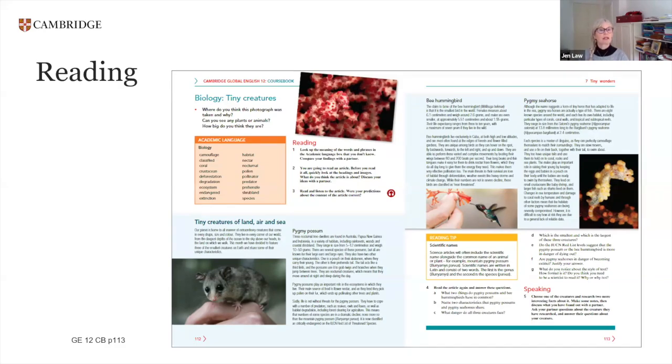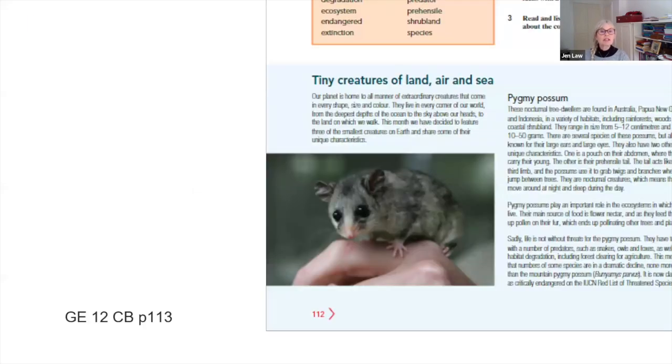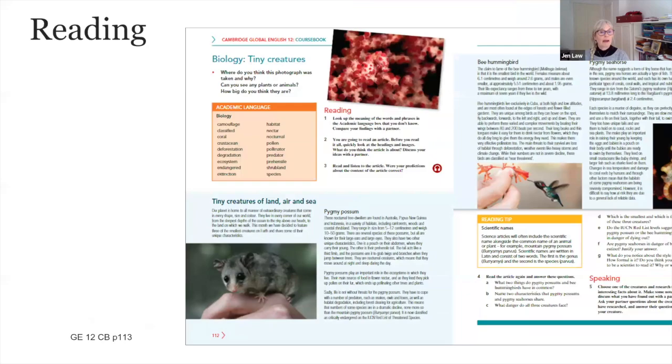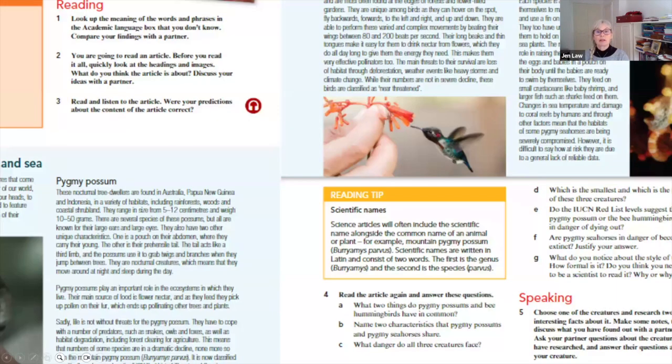So this particular unit is all about the wonder of tiny things, okay? And in this lesson, you can see, and I'm just going to show some pictures. We've got here, this tiny creature is a pygmy possum, and you can see how small it is by the size of the hand that it's sitting on, all right? And then we've got this little creature here, which is a tiny hummingbird. Look at the size, that is absolutely tiny.